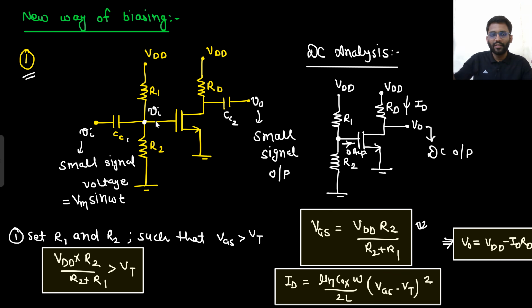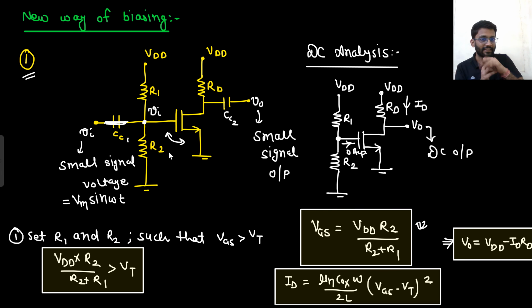Previously what was my Vin? Small signal voltage plus DC voltage as well. Now this Vin does not have a DC component. This is simply the AC component. So what would have happened if this was not there? Even in the DC analysis, this Vin would have come here, right? And that would turn off the transistor because that is very small.